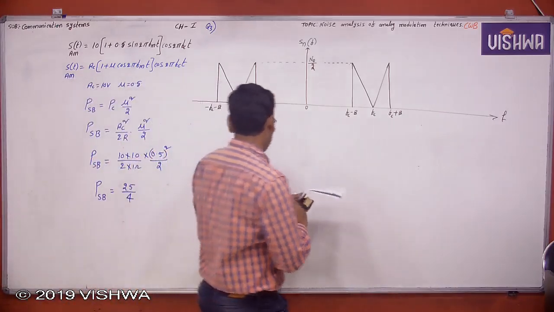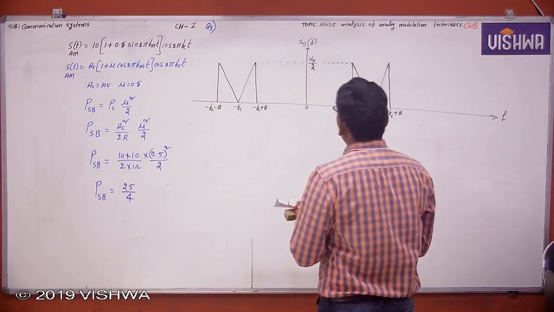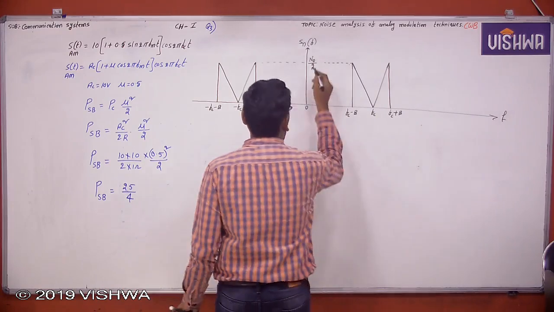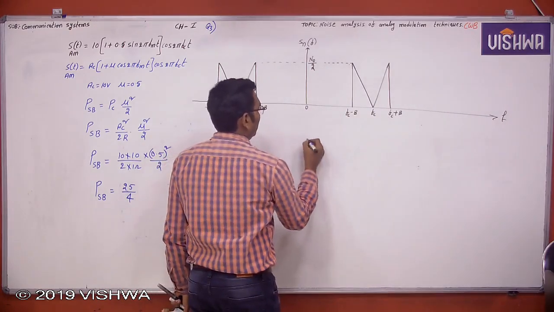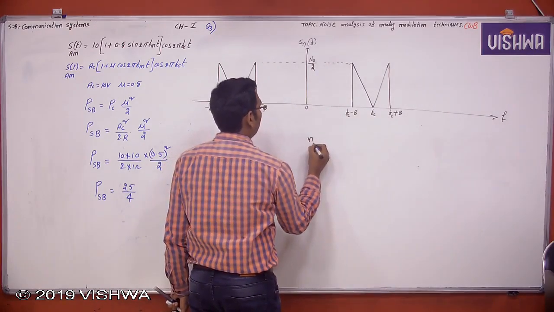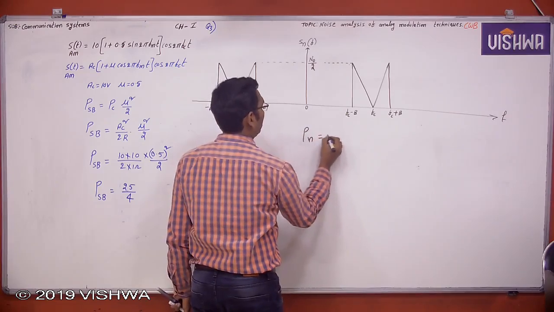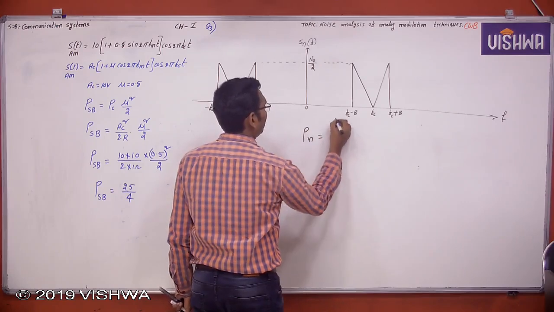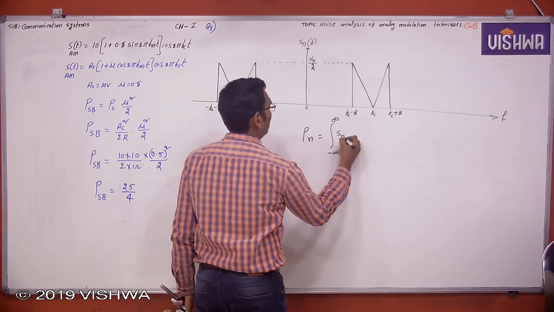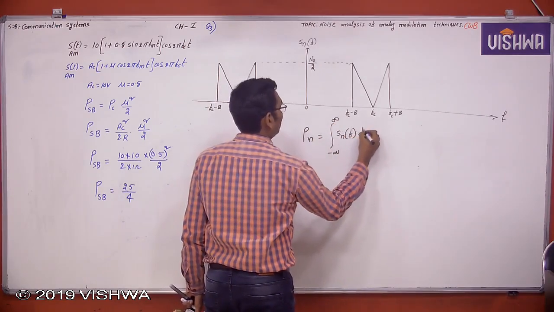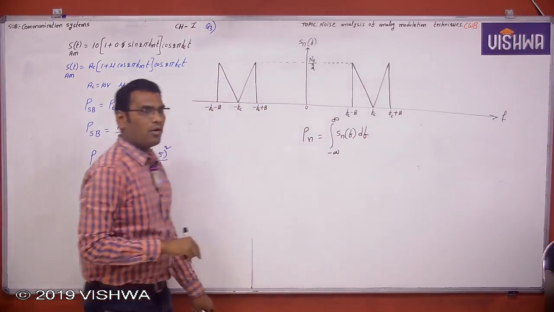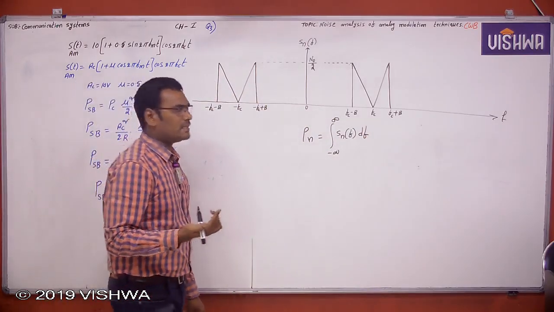Now, noise power, but this is the noise power spectral density. You know that the noise power is equal to the area under the power spectral density. Is it right or not? Area under the noise power spectral density is nothing but noise power. What is integration? Integration is nothing but area.